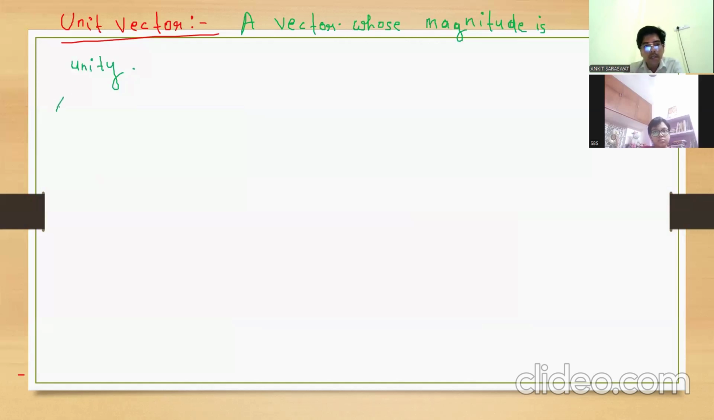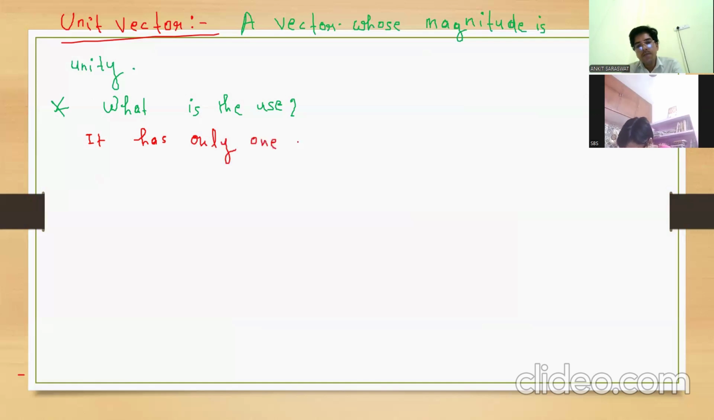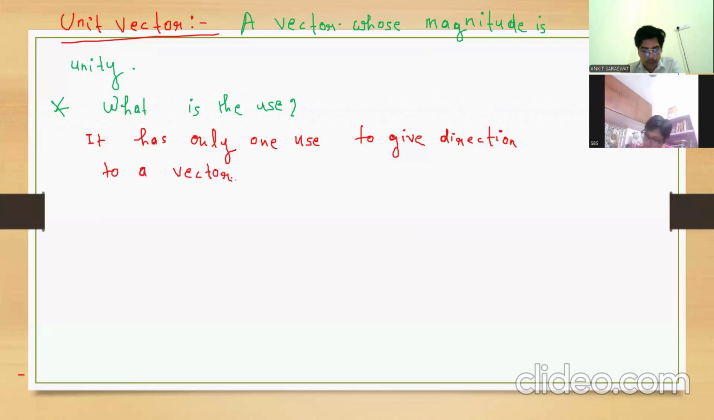What is the use of a unit vector? Write down what is the use of this unit vector. Simply, its purpose is to give the specified direction for any unknown vector. If a vector has no direction, you can use the unit vector. So you can write, it has only one use: to give direction to a vector. Clear?